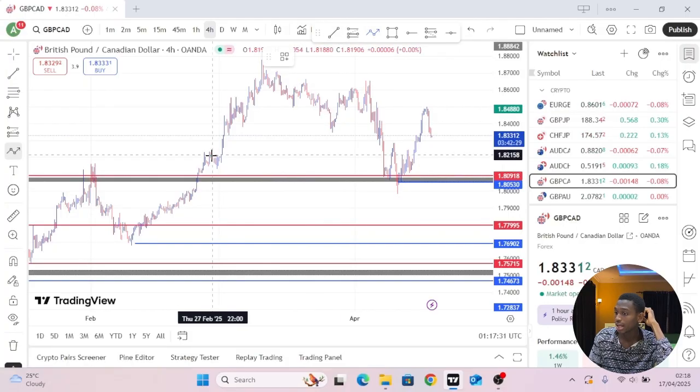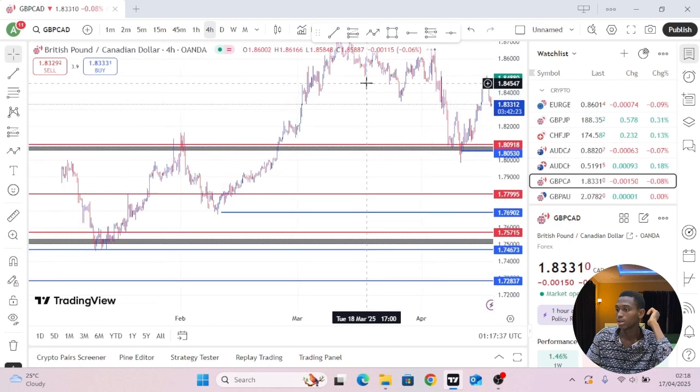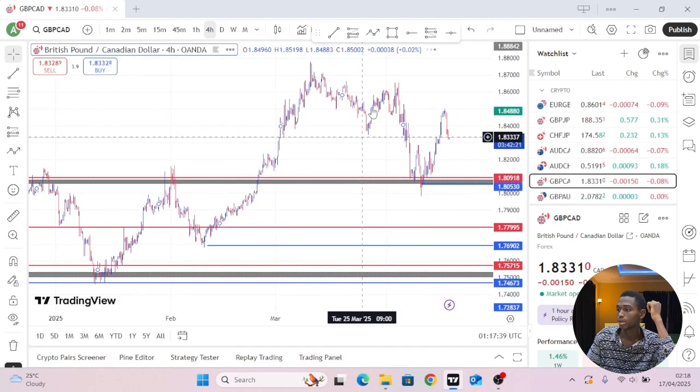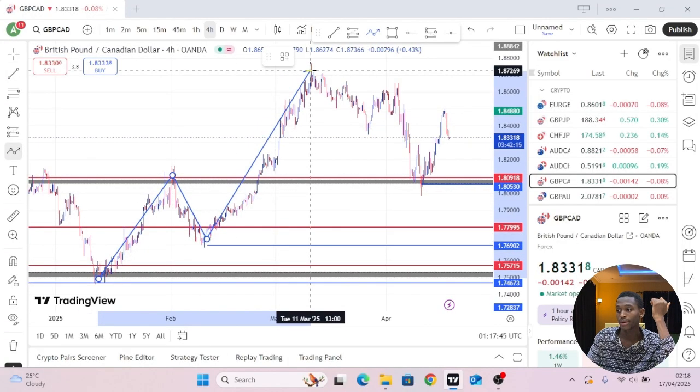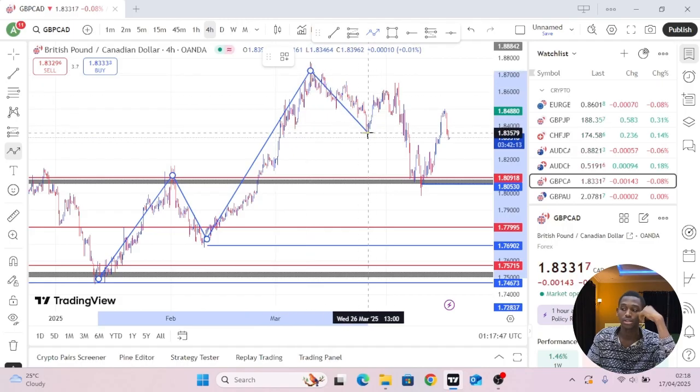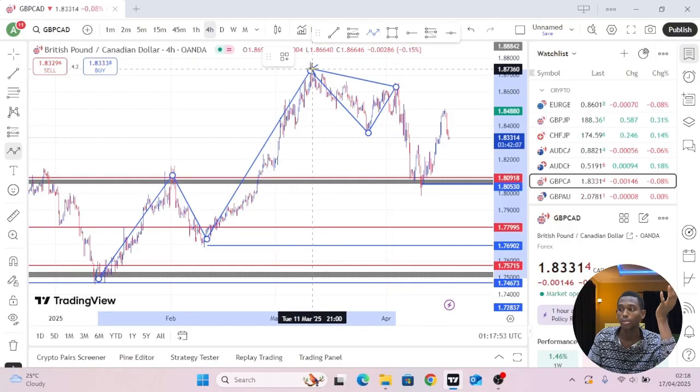I could use this as an example. This is a high, this is a higher low, this is a higher high, right? And take a look at this. This is the higher low. This is the higher low. But now this higher low came again here, but it did not break above this.